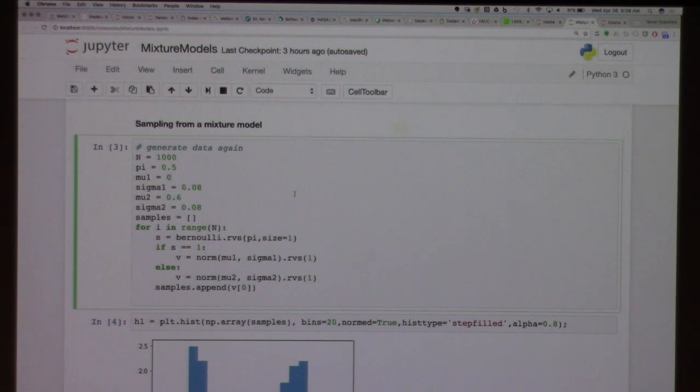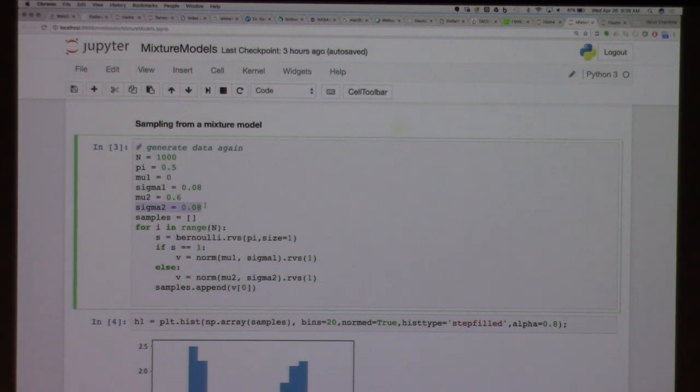Because z will be a random variable which takes two values, 1 or 2, you can represent it using a Bernoulli variable with parameter pi. So here pi is 0.5. And then for each state, I need a mu and sigma. So let's say I have mu1 and sigma 1, and then mu2 and sigma 2.